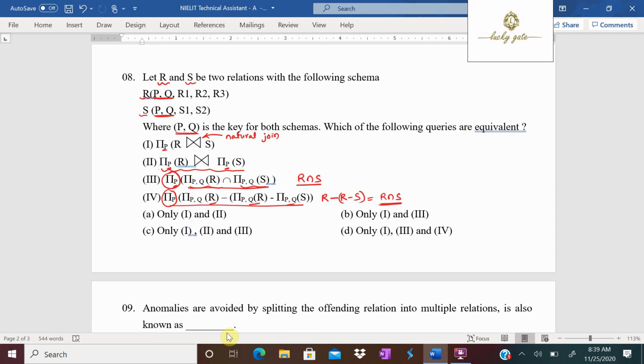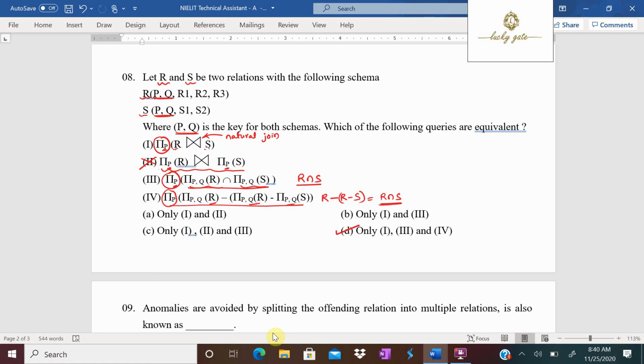And in the first query, the join will give you the results that match in both the tables. Both the tables means the condition has to be satisfied in both of them. And then finally projecting P. So even 1 is also giving the correct output, but not 2. So the queries giving the same output are statements 1, 3 and 4. That is option D.